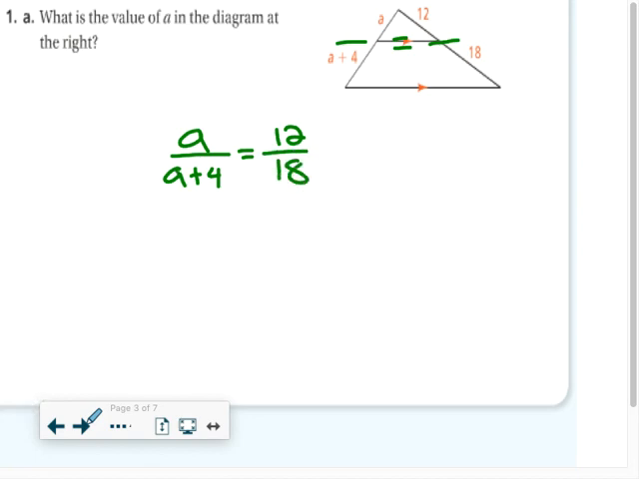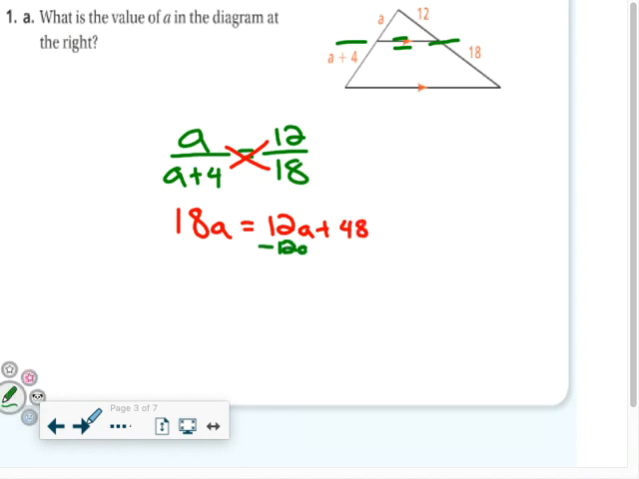So these are going to be proportional to one another. What we can do is cross multiply, we get 18A is equal to 12A plus 48. Subtract 12A, subtract 12A, we get 6A is equal to 48, A is equal to 8. And there's our answer that makes those proportional.